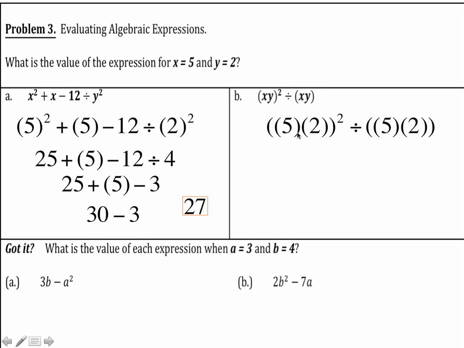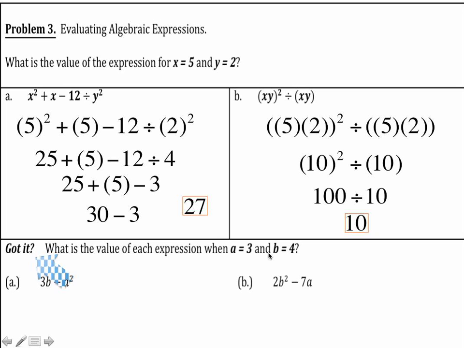So go from there. Simplify inside of your parentheses. That's the "please" part of "please excuse my dear Aunt Sally." 5 times 2 is 10. Now I've got to do this exponent first. 10 squared is 10 times 10, or 100, divided by 10. 100 divided by 10 is just 10.